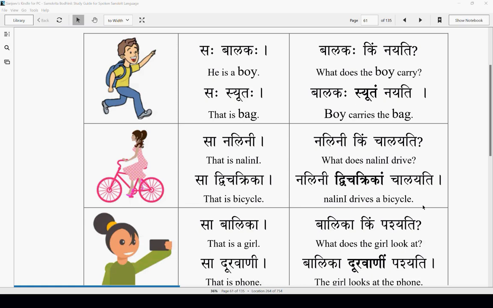Okay, sir. Saha Balakaha, he is a boy. Saha Syutaha, that is a bag. Balakaha Kim Nayati, what does the boy carry? Balakaha Syutam Nayati, the boy carries the bag. Sa Nalini, that is Nalini. Sa Dvichakrika, that is a bicycle. Nalini Kim Chalayati, what does Nalini drive? Nalini Dvichakrikam Chalayati, Nalini drives a bicycle.